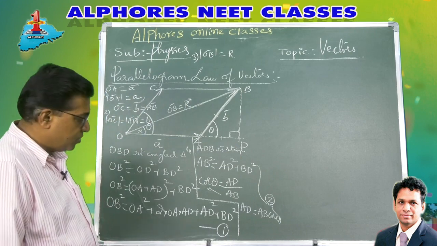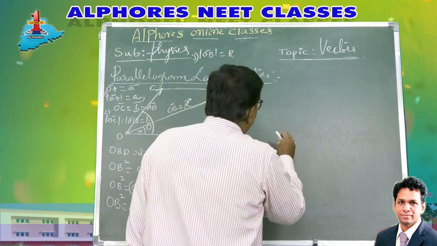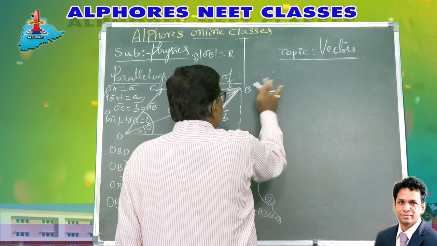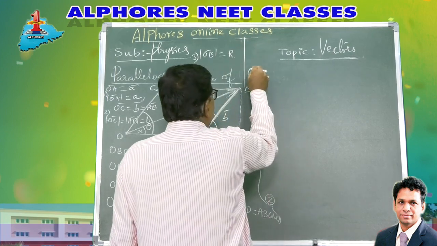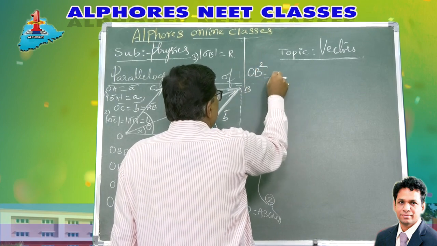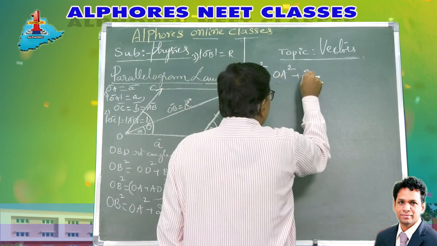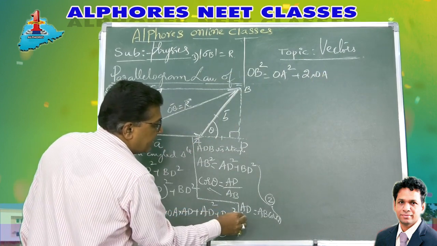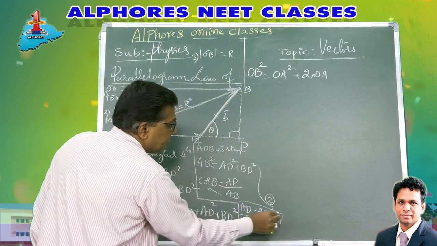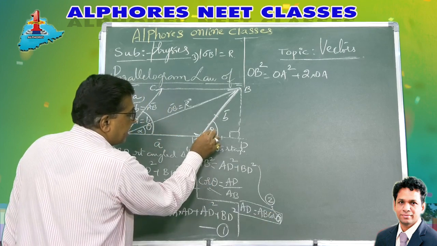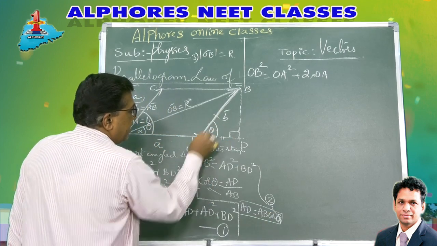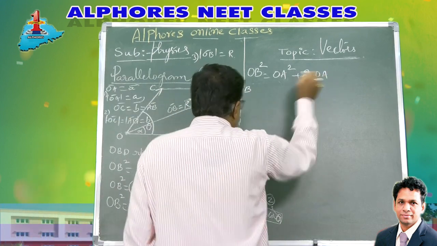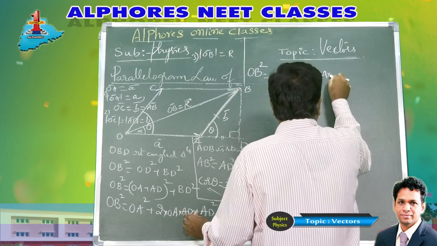Now substitute this 2 in equation 1. So what is the first equation? From 1 I have got OB square is equal to OA square plus 2 OA into AD. Here we have got AD as AB cos theta. By trigonometry, cos theta in this triangle is adjacent by hypotenuse, AD by AB. So AD is AB cos theta. So I shall substitute AD here as AB cos theta.